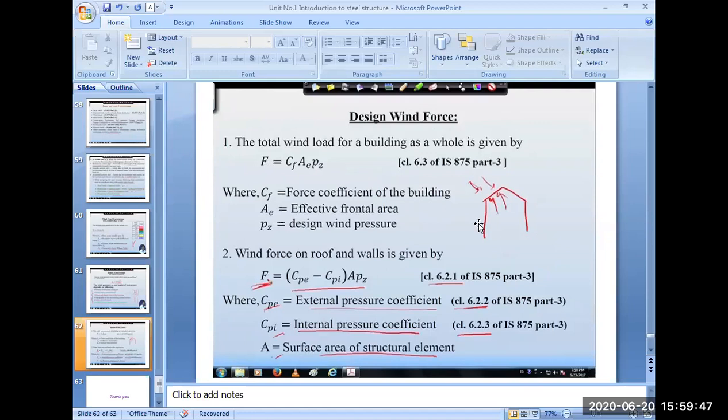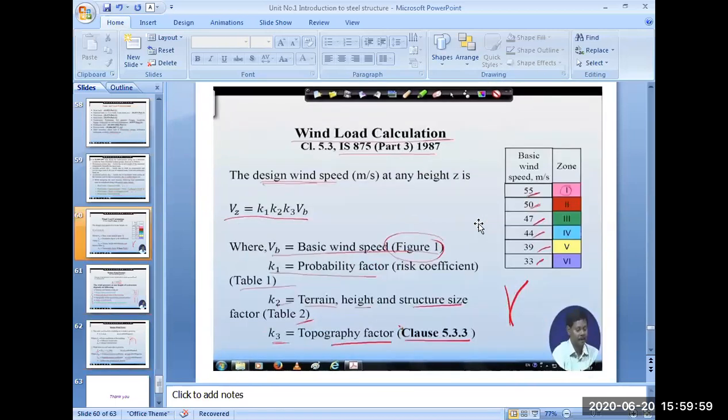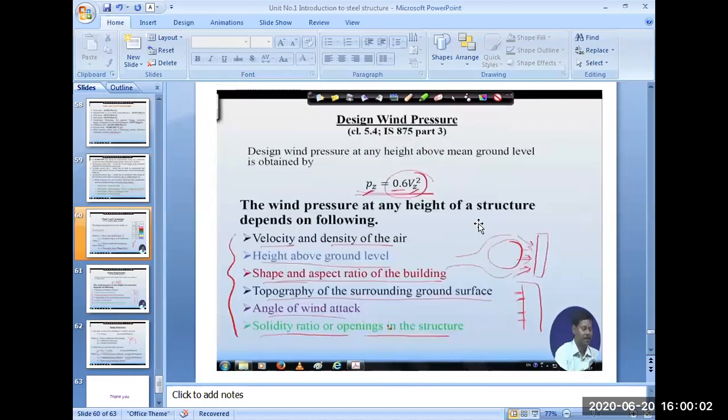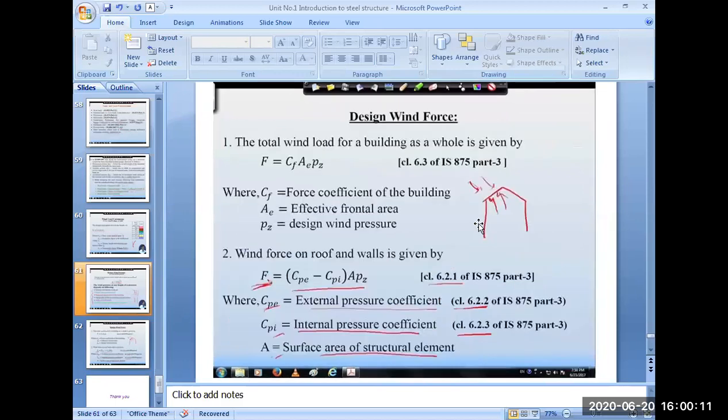See what we have calculated. Initially we calculated the design wind speed, VZ. After VZ, we calculated PZ. VZ is nothing but design wind speed, and PZ is nothing but design wind pressure. And at the last, we can calculate the total wind force on the structure in Newton. Speed is in meter per second and pressure in Newton per mm square, but the design wind force is in Newton or kilonewton.